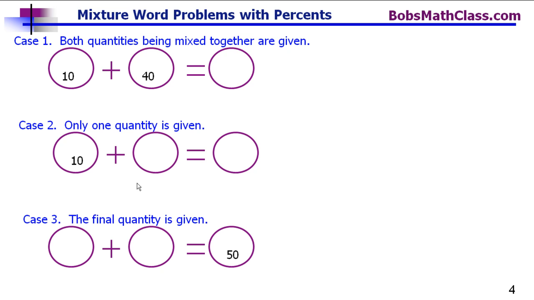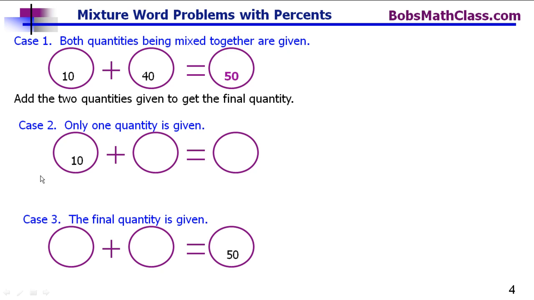When doing your homework or examples, we're going to break it up into 3 different cases. If you have these 3 cases to refer to, you'll be in good shape. Okay, here's case 1. Both quantities being mixed together are given. Let's say it's meat, 10 pounds and 40 pounds. How much are you going to have at the end if you mix two of these together? Right, 50 pounds. So for case 1, you add the two quantities given to get the final quantity.